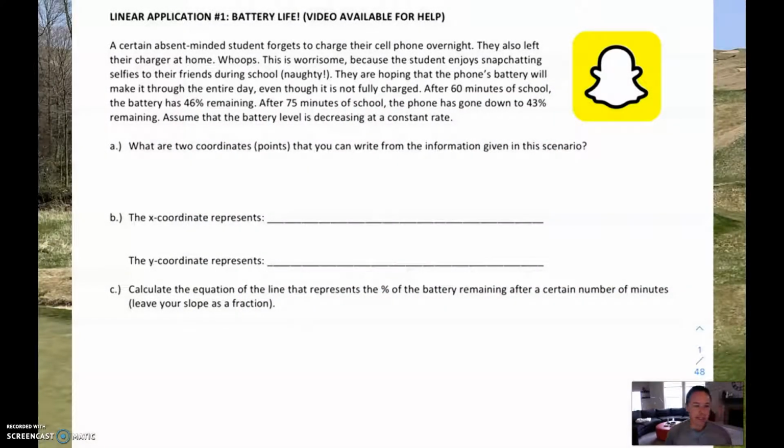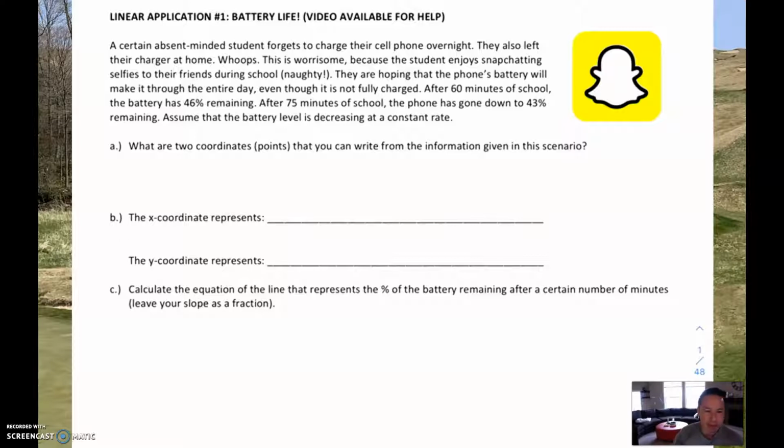So our first one says a certain absent-minded student forgets to charge their cell phone overnight. They left their charger at home. This is bad because a student likes to Snapchat selfies to their friends during school, and that's not a good thing to do. They should be focused on their education. They're hoping that their phone's battery will make it through the entire day, even though it's not fully charged to begin with. And they notice that after 60 minutes of school, the battery has 46% remaining. After 75 minutes of school has gone by, the phone is down to 43%. And we're going to assume that the battery goes down at a constant rate.